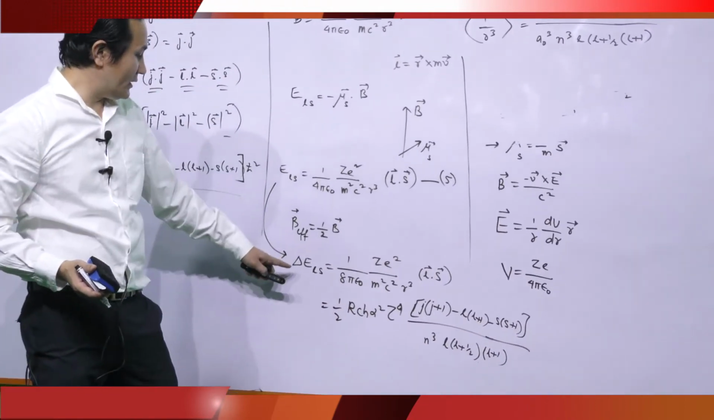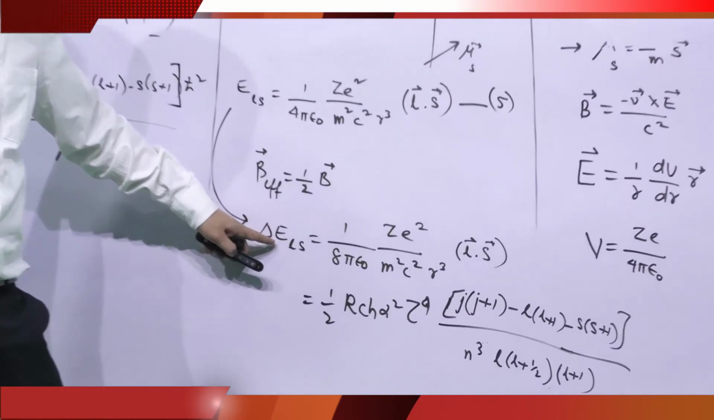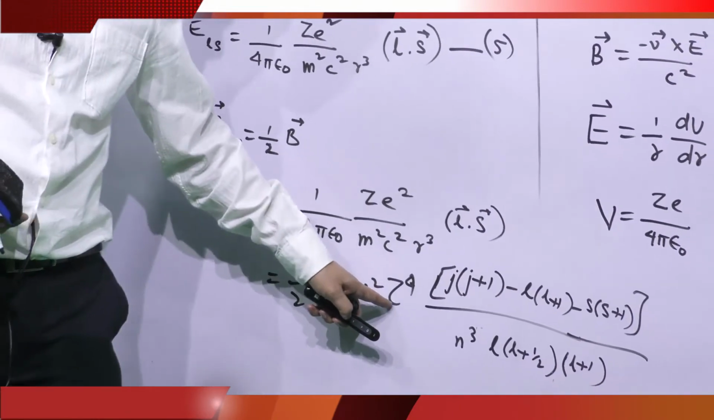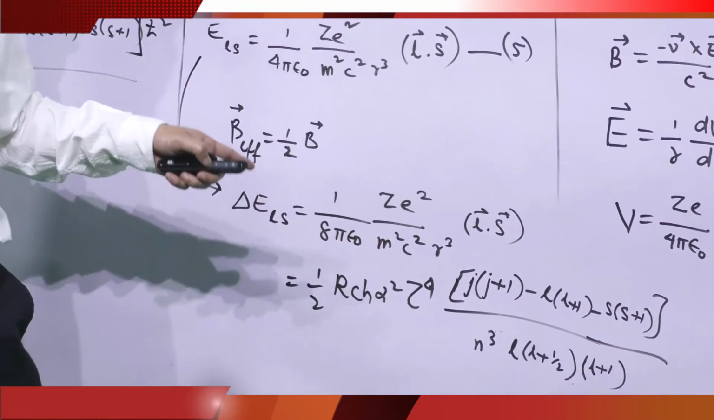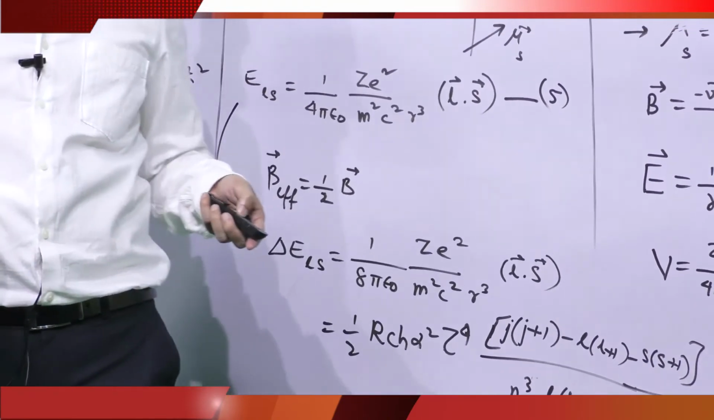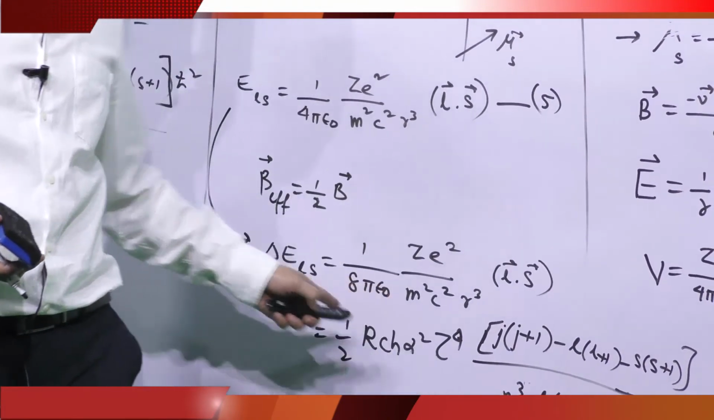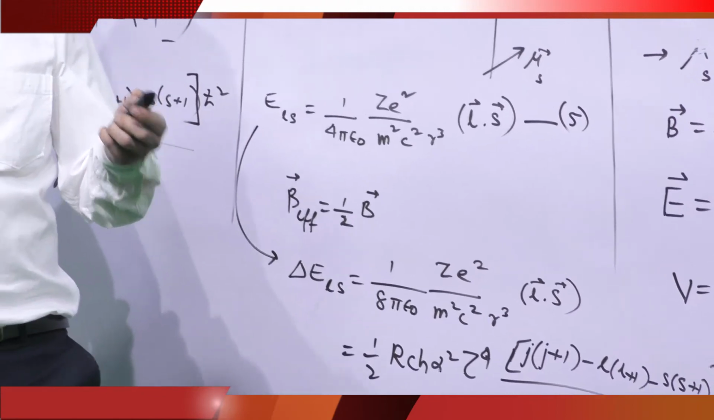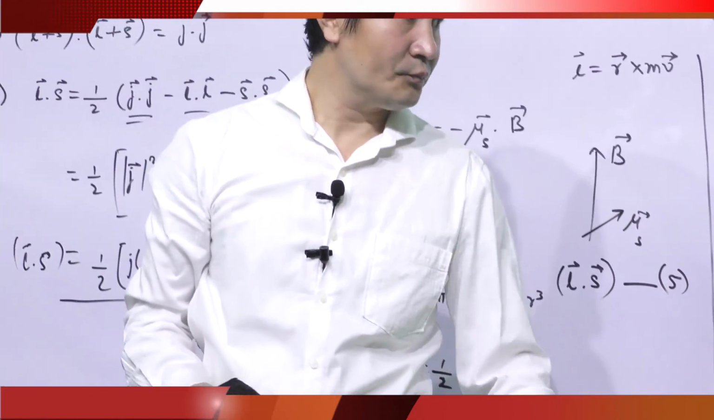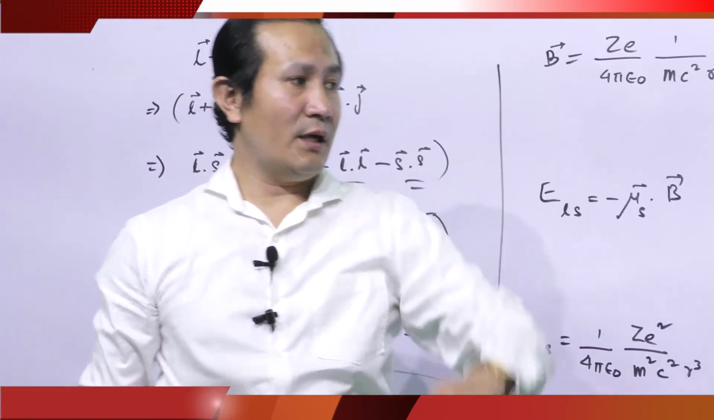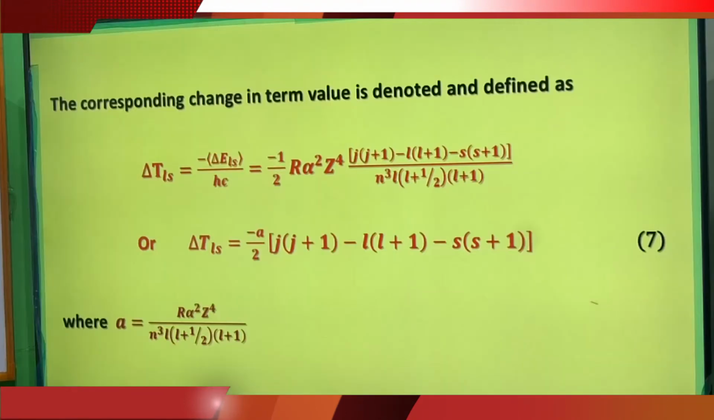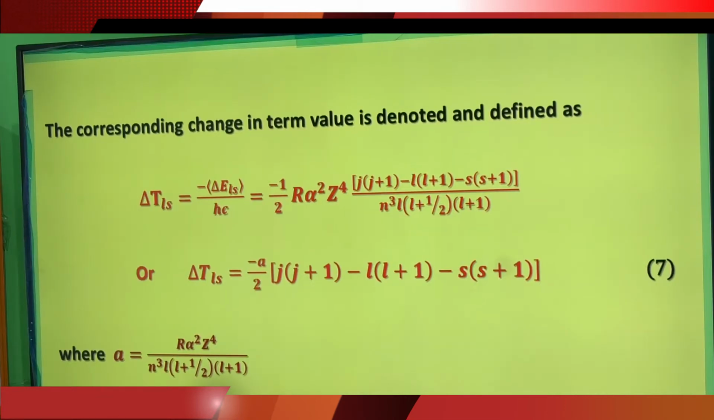What you find here is that this interaction energy depends on Z to the power 4. So this spin orbit interaction is more important for heavier atoms. When Z increases, this will be more important. So let's see this one. Another thing that I have to say is that we can also express it in terms of term values, which spectroscopists used to use, and that is a definition that I've given here.